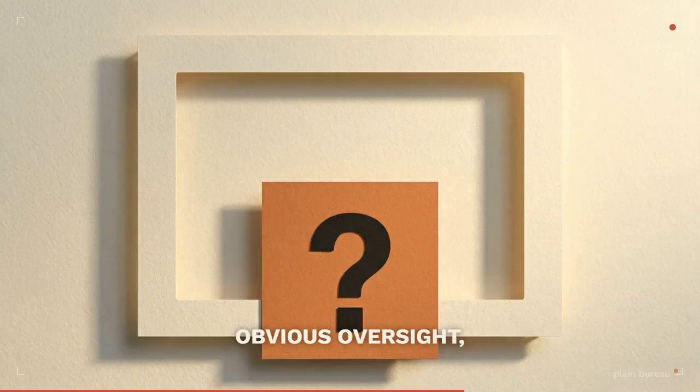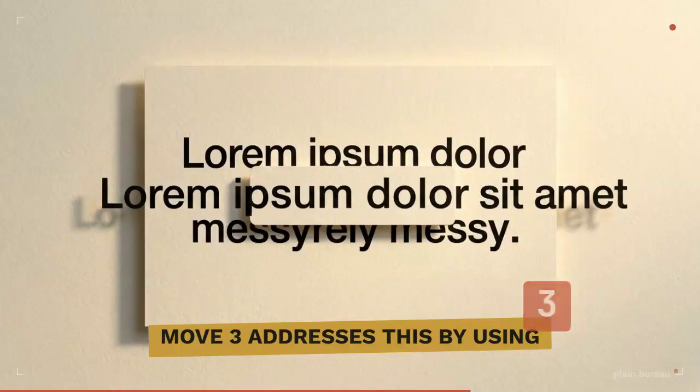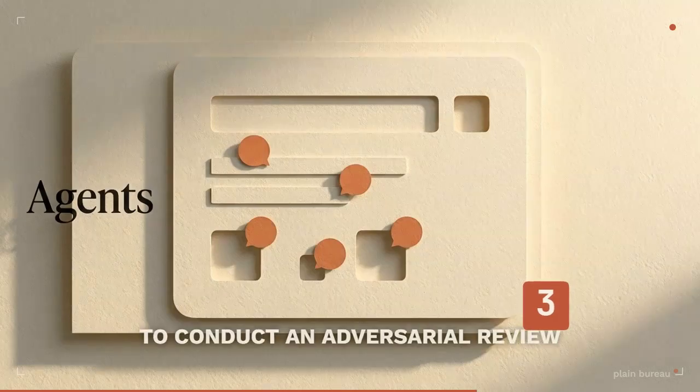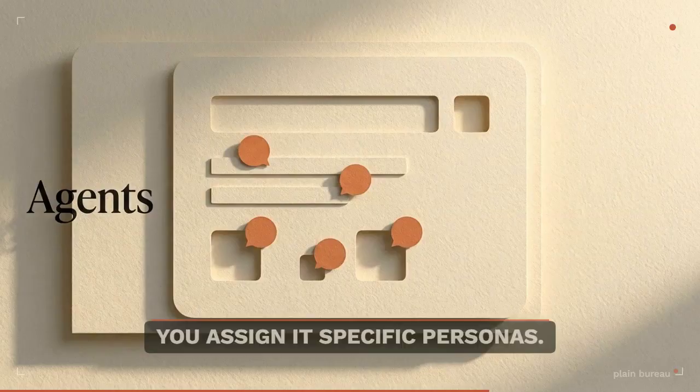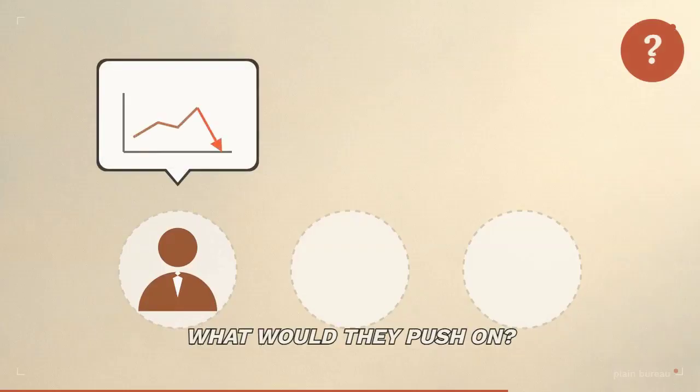That brings us to the core of the stress, the fear of being caught off guard by an obvious oversight or an edge case you missed. Move 3 addresses this by using the agent to conduct an adversarial review before anyone else sees the canvas. You assign it specific personas. Ask it, "Review this as a skeptical VP of product. What would they push on?"